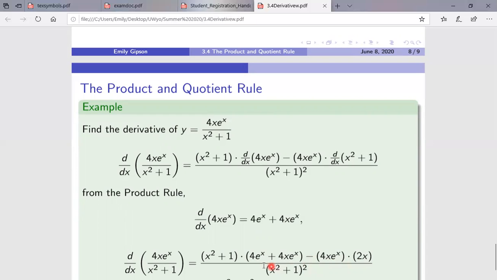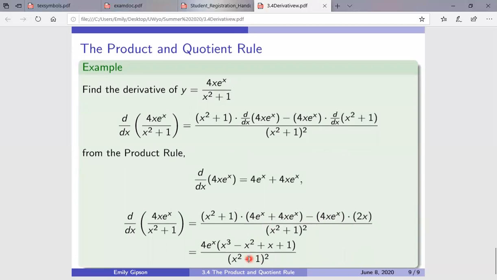You might notice that we've got a 4e to the x in every term in the numerator. And when we go to simplify, we're going to go ahead and pull that out. So our final answer is 4e to the x times x cubed minus x squared plus x plus 1, all over x squared plus 1 quantity squared. And that's our answer.